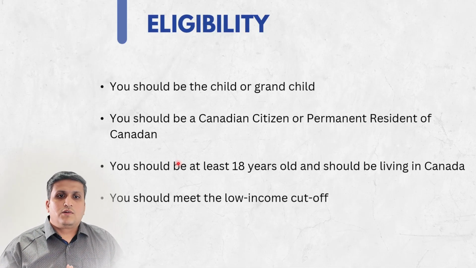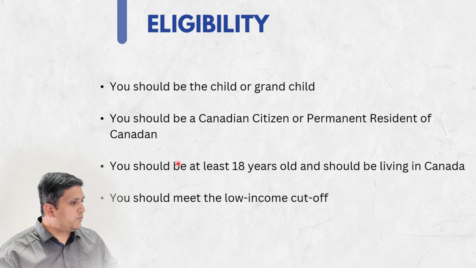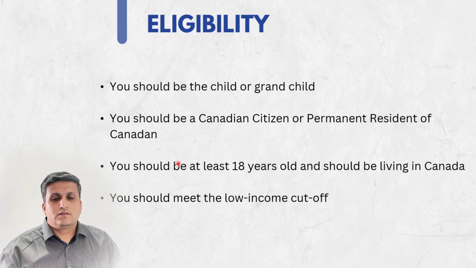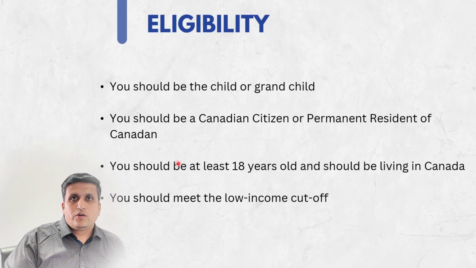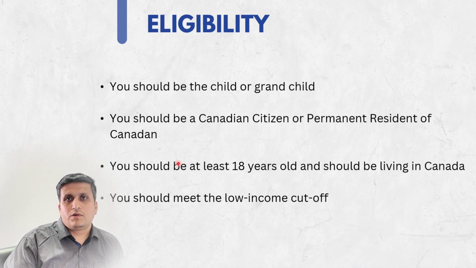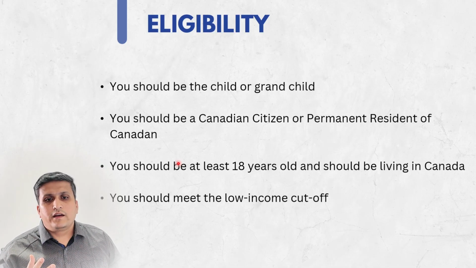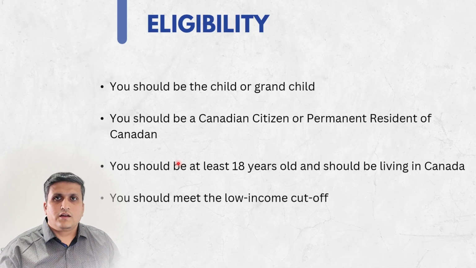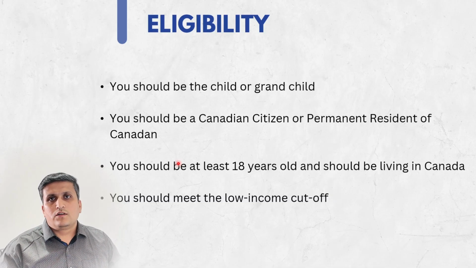In contrast to the normal visitor visa application, to apply for Super Visa, you have to meet certain eligibility criteria. The first is you should be the child or grandchild of the person for whom you are applying. The second criterion is you should be a Canadian citizen or a permanent resident of Canada. You cannot apply for Super Visa if you are on a temporary status in Canada. The third criterion is you should be at least 18 years old and you should be living in Canada. And the fourth and one of the most important criteria is you should meet the low income cutoff.